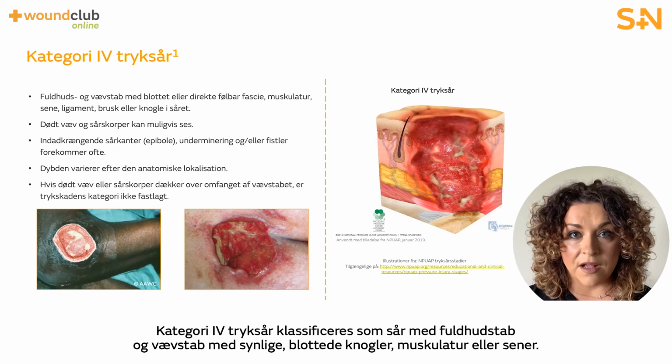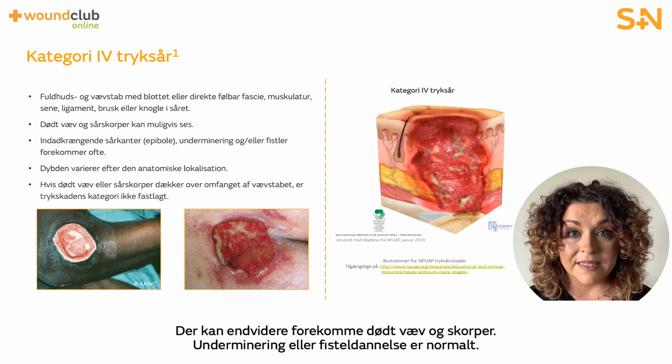Category 4 pressure ulcers are classified as full thickness skin and tissue loss with visible or exposed bone, muscle or tendon. There may also be slough or eschar present, and undermining and tunnelling are common.